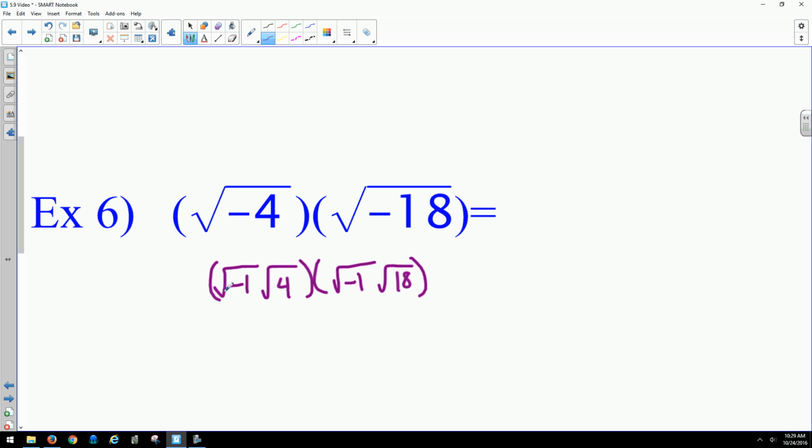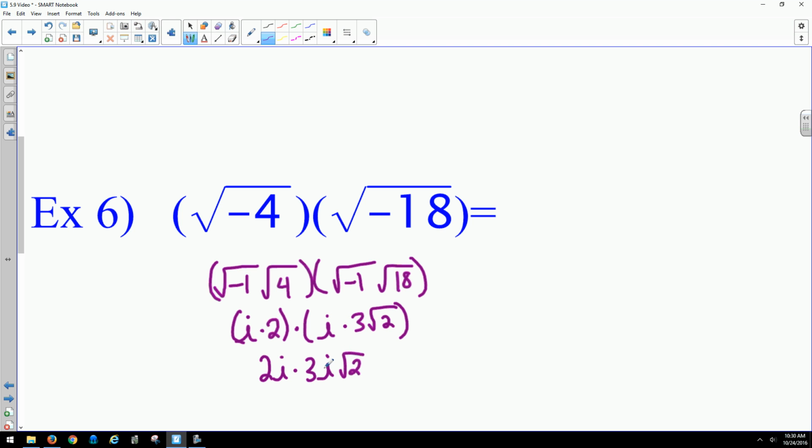Okay, so this would be i times 2. This one we have to do a little bit more. So this is all multiplication. Keep that in mind. I'm going to keep this in parentheses, just keep them separate. And so this is going to be i. When you simplify the square root of 18, you're going to get 3 radical 2. Everybody should know how to do that by now. If you don't, come and see me. So what we get right here is 2i times 3i radical 2. That's the order that you would put these in.